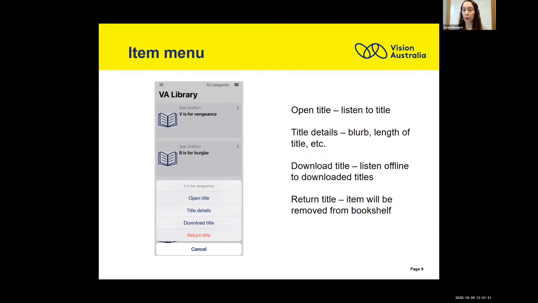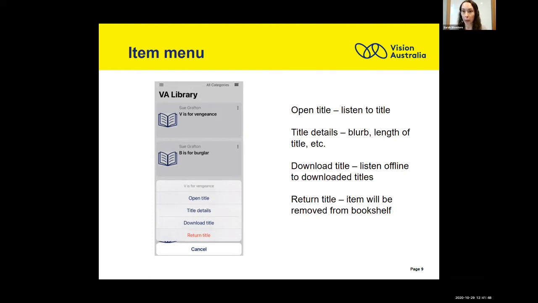We can open the title, which of course we would do to listen to the title. You can access the title details, which might be good if you're wanting to refresh yourself about what the book is about. It will take you back to the summary of the title. You can also download it. This is a great option if you're going to be working offline, or you're going to be offline and you're not wanting to use your mobile data to listen to the book. You can download it ahead of time, which is great.